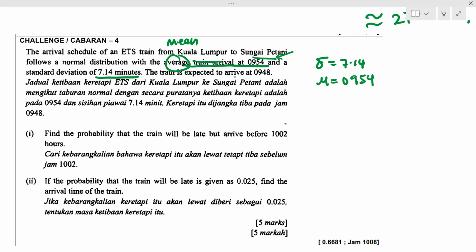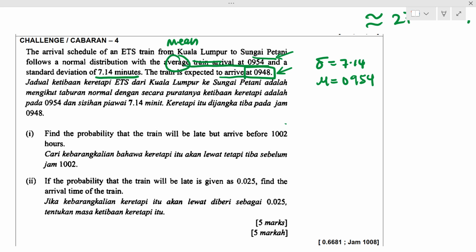Okay, the train is expected to arrive at 0948. Now you have an expectation that it will reach 0948. What is this? Is this a mean? No, this is what we expect. This is the condition they give you. On average, yes, correct. Your mean is definitely 0954.